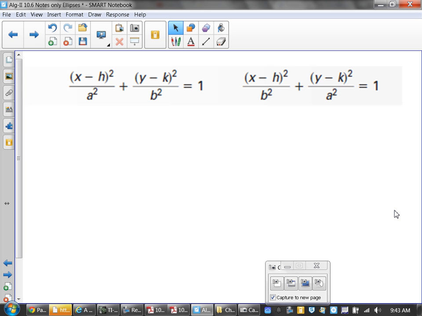Is there a reason why you use the a squared under the x or b squared? The a squared term is always larger than the b squared term, and that tells you what direction things are moving. Just like we said yesterday, whichever one is the larger of the two, if it's underneath the x term, it's stretched left and right. If it's underneath the y, it's stretched up and down. That's all that was.